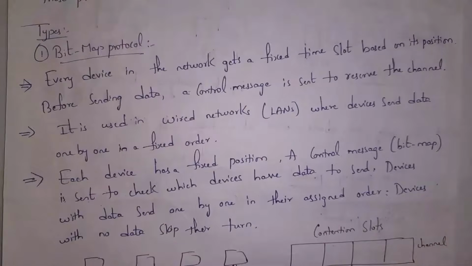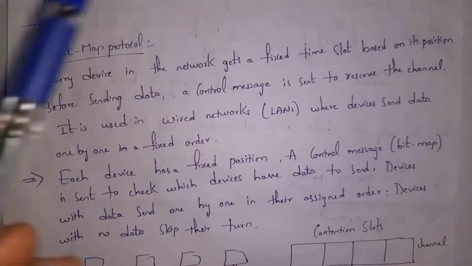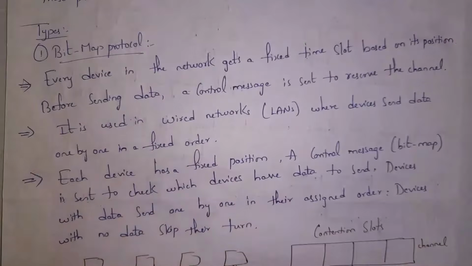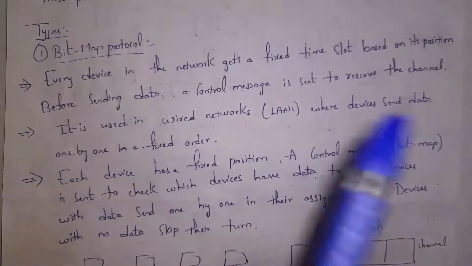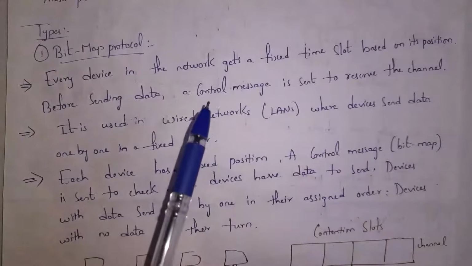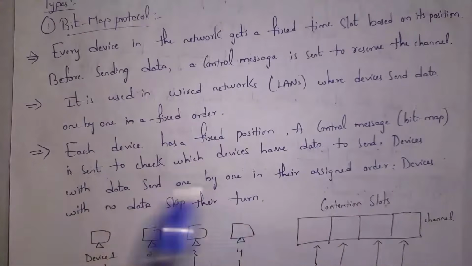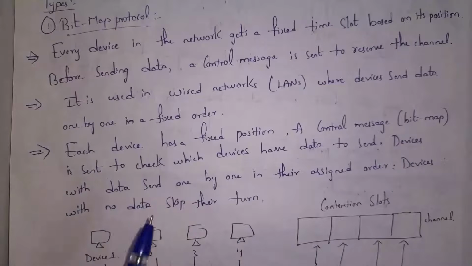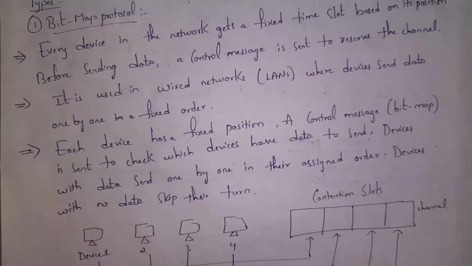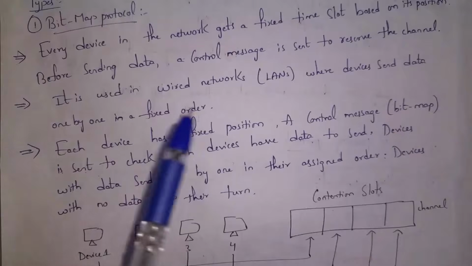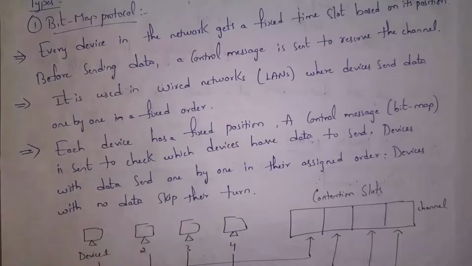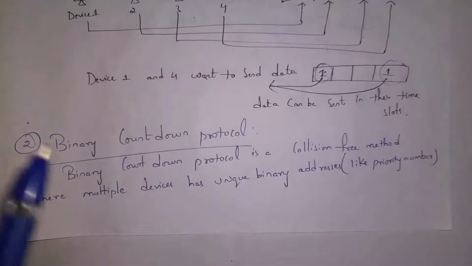So in bitmap protocol, each and every device in the network gets a fixed time slot based on its position. Before sending data, a control message, that is bit 1, is sent in order to reserve the channel. After reserving the channel, each and every device will send data one by one in its particular time slot. Normally we use bitmap protocol in wide local area networks if devices want to send data one by one in order. And the next protocol is binary countdown protocol.